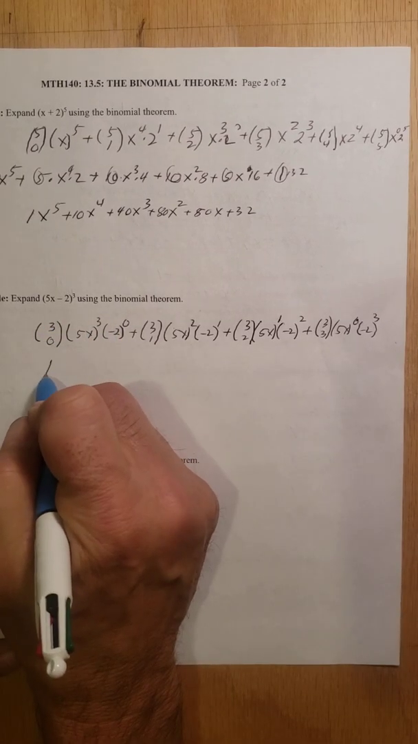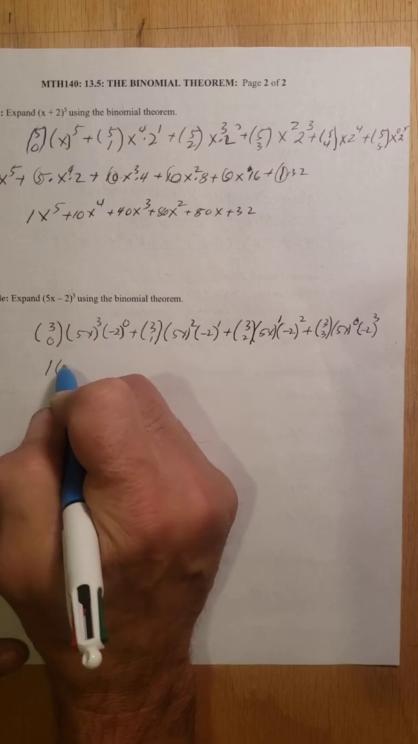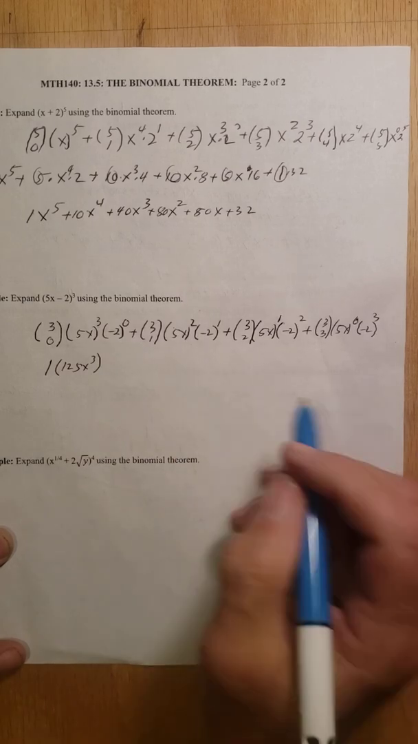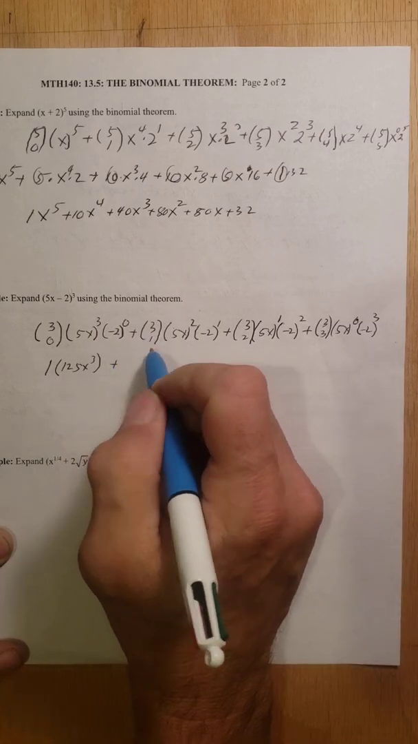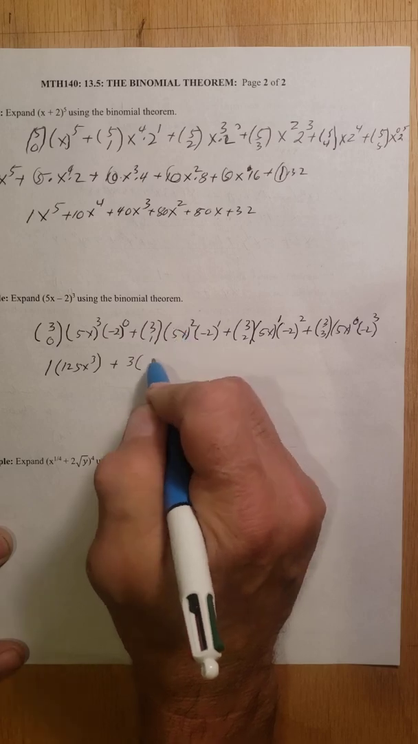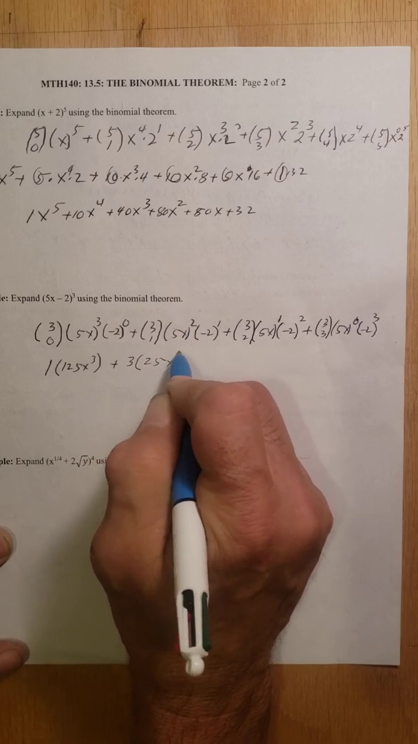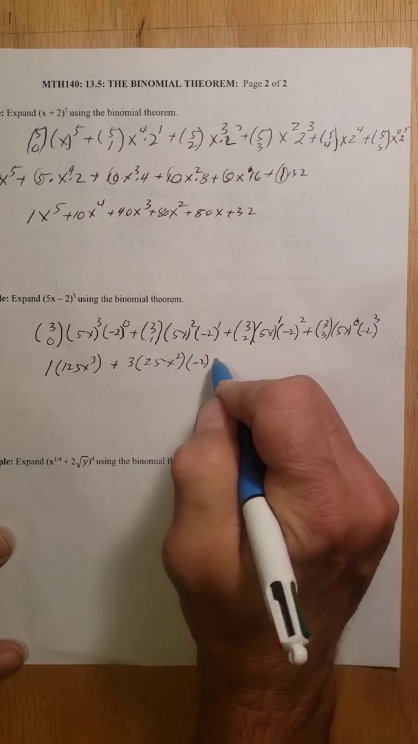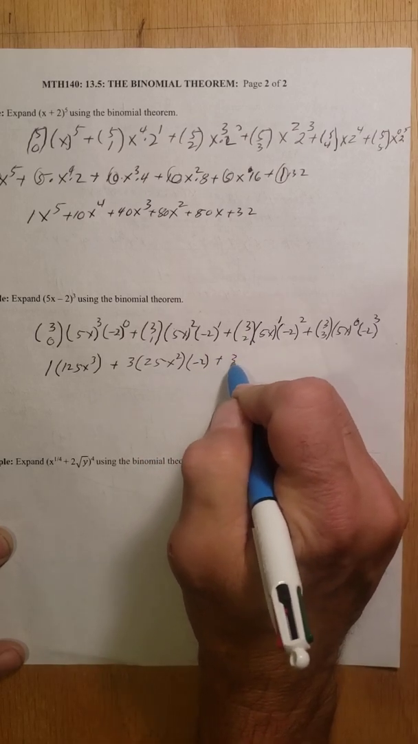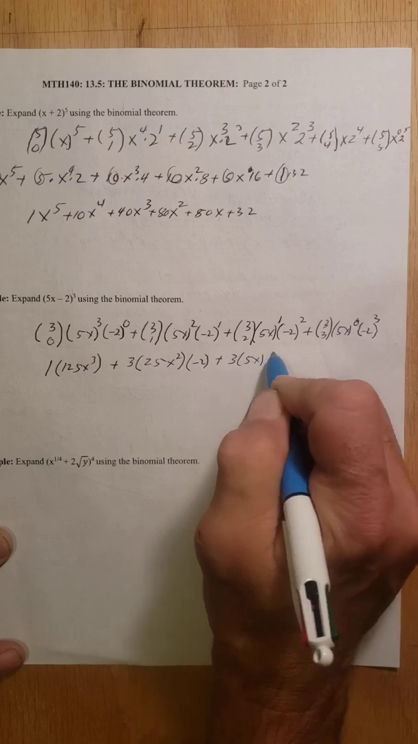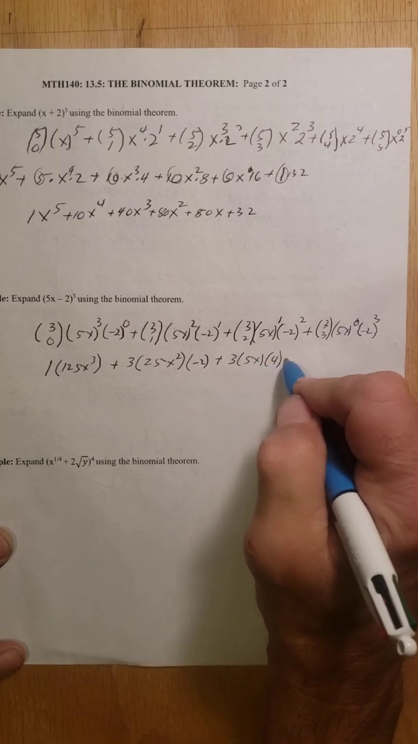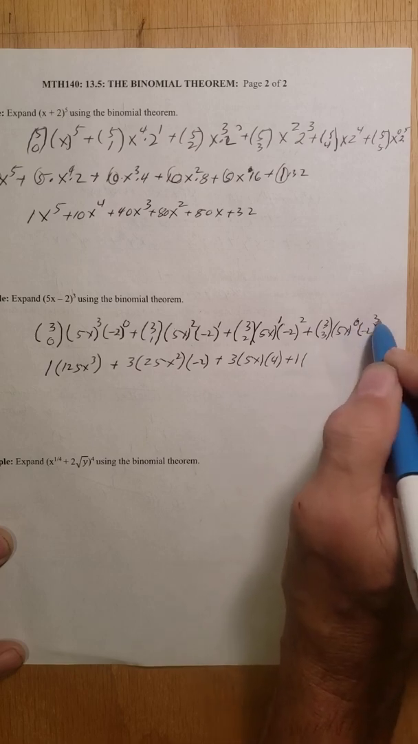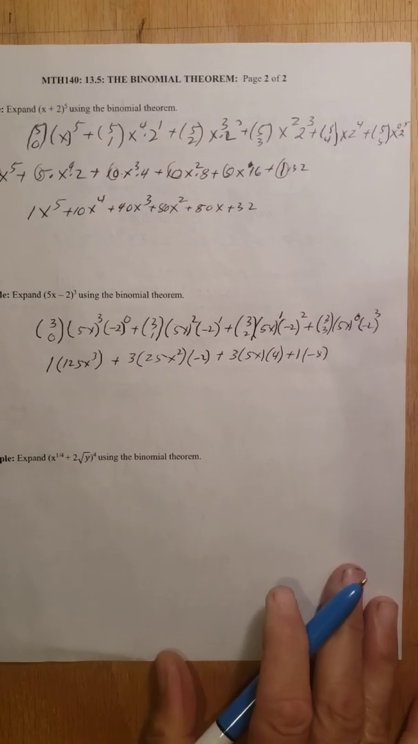3 choose 0 is 1. 5x cubed is 125x cubed. Negative 2 to the 0 is 1. Plus 3 choose 1 is 3. 5 squared is 25x squared. Negative 2 to the first power is negative 2. Plus 3 choose 2 is 3 times 5x times 4. 3 choose 3 is 1. 5x to the 0 is 1. Negative 2 cubed is negative 8.